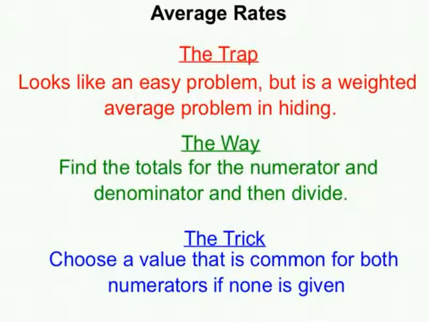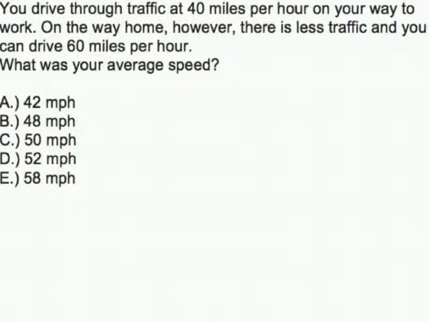problem. I can't just average the 2 values. I need to find the totals for the numerator and denominator. Then we're going to divide. So the trick here is that I choose a value that is common for both numerators. So that's a little bit different. I'm actually looking for the least common multiple for the numerators. I'll show you what I mean.